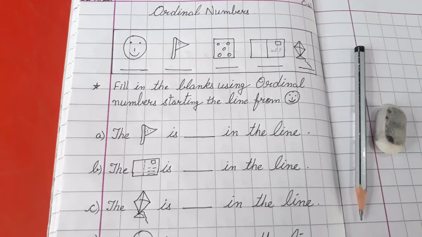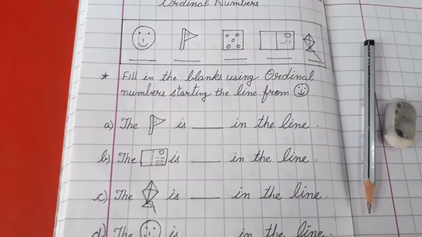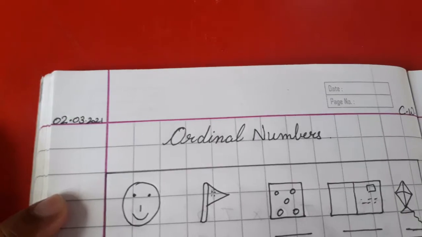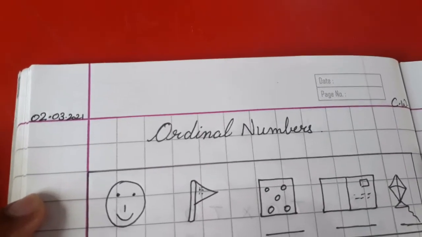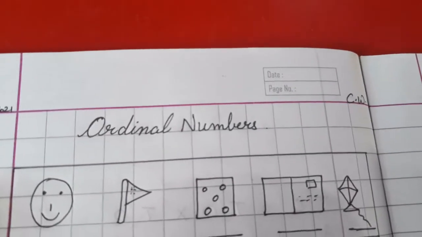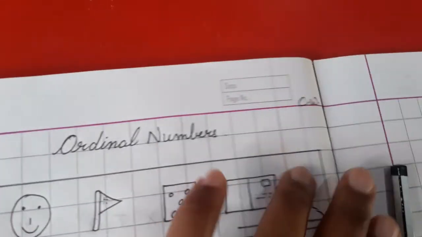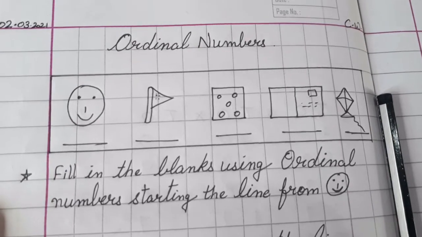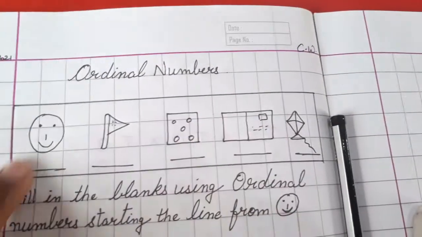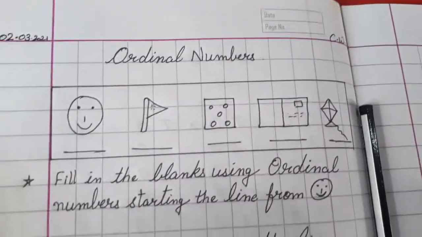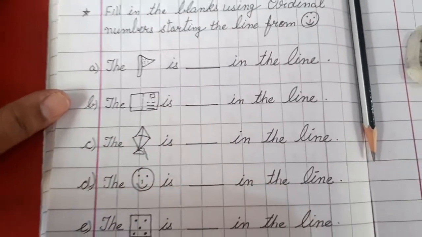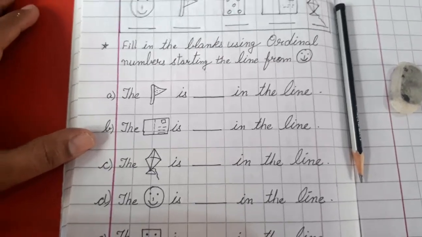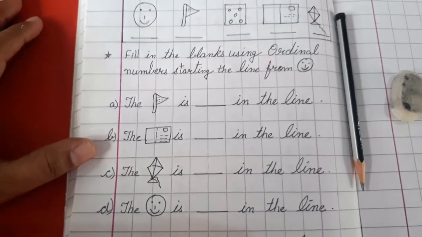So class, now see how you are going to do your today's classwork. For classwork, first write down today's date, 2nd March 2021. Write down the topic ordinal numbers and mention classwork here. Understood? And then you can take some objects and draw them here in the key box. After that, you have to write fill in the blanks like this. This work we have already done earlier also, so you can take a reference from that work even.